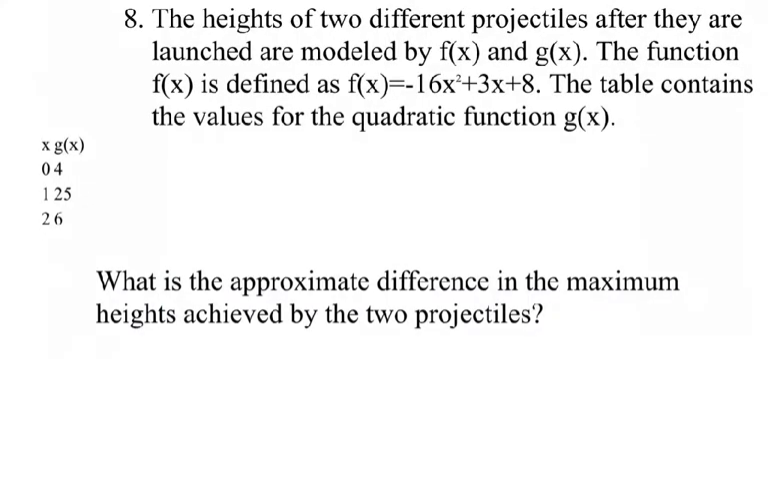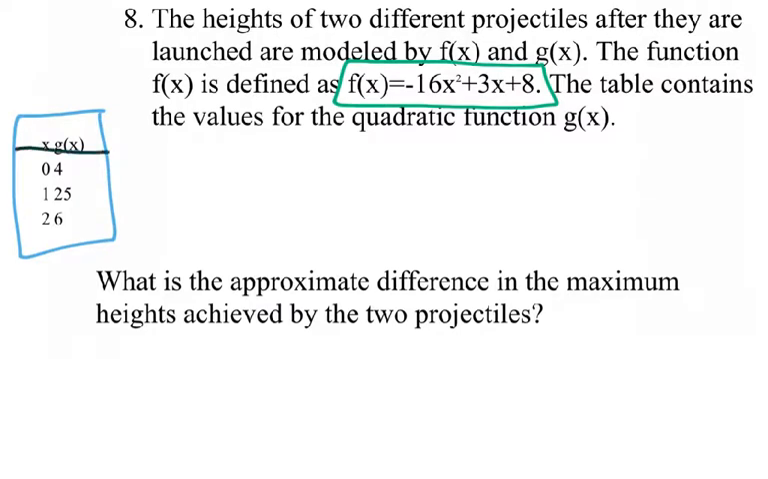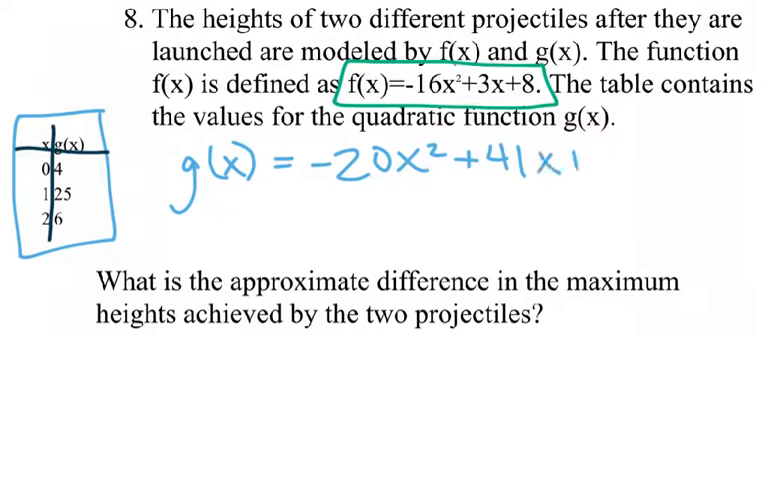So the heights of two different projectiles, make sure you understand that's two different ones, are f of x and g of x. Notice g of x does not have a quadratic model. So the first thing I'm going to do is take that table, put it in my calculator or in Desmos, and find a quadratic model. If you don't know how to do that, go back and watch the video. So pause the video and try to find the model in 1, 2, 3. g of x is approximately negative 20x squared plus 41x plus 4.